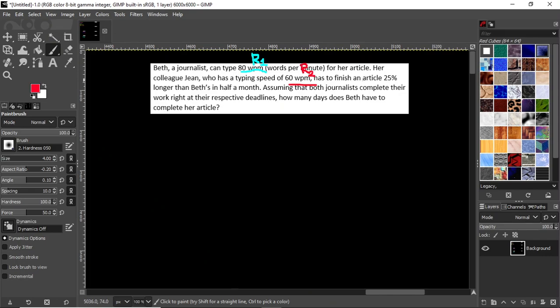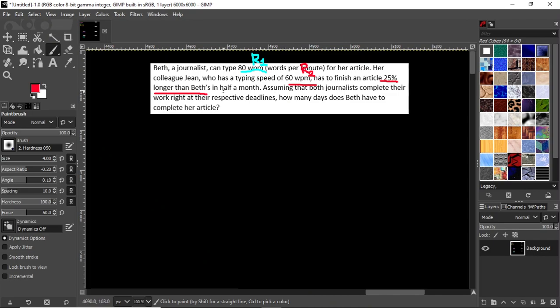Okay, Jean has to finish an article 25% longer than Beth. So this information, we'll interpret that in a bit. This is basically talking about how much work Jean has more than Beth. That's going to be really useful, a very crucial piece of info. I'll keep that aside for now.